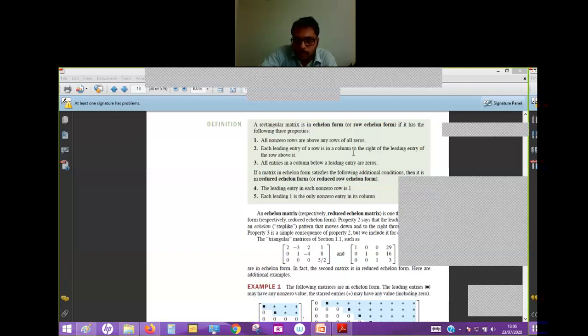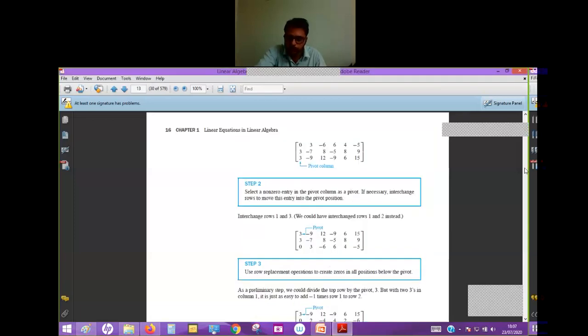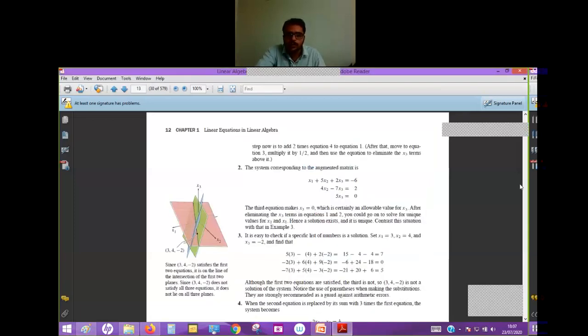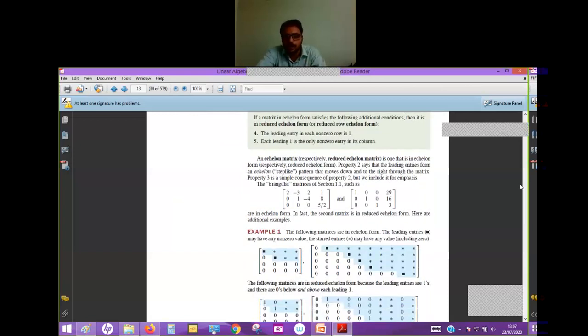Now since you are able to view this, you can read with me also. All non-zero rows are above any rows of all zeros. So whatever rows are non-zero, those should be above your rows having all zeros. If these sentences are making some confusion, I will directly tell you what is echelon form.